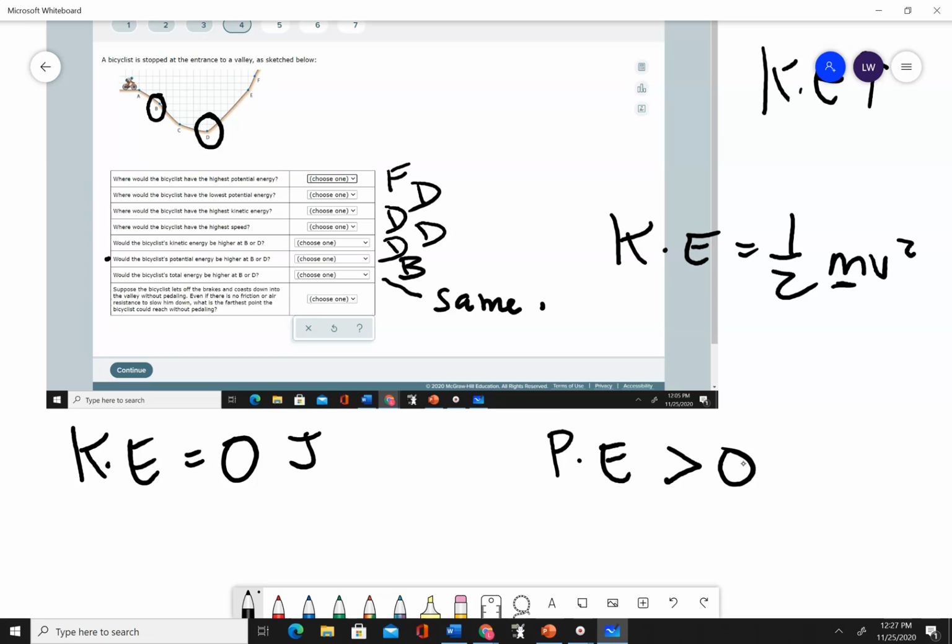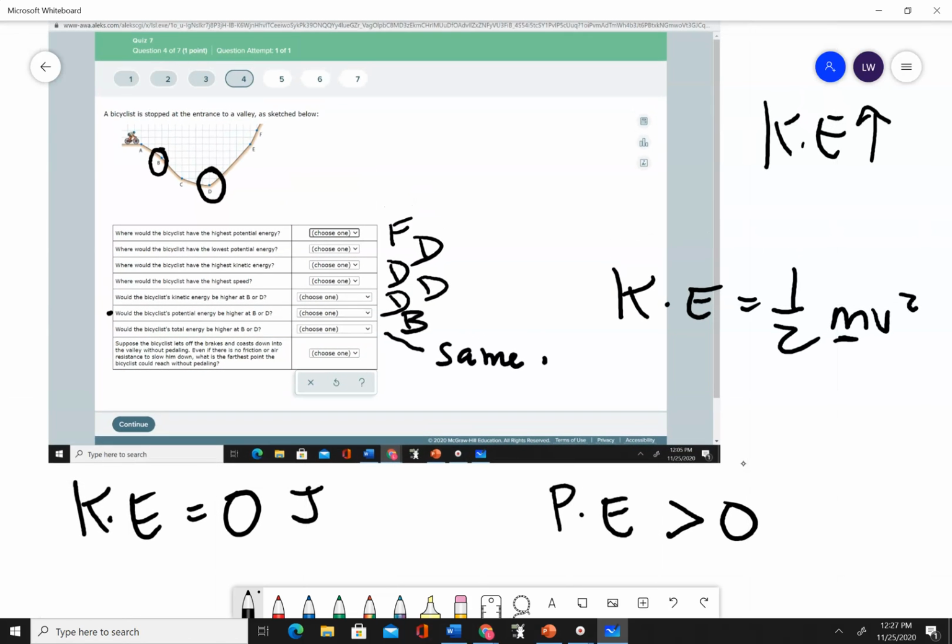Okay, so then it says, suppose the cyclist lets off the brakes and coasts down the valley without pedaling. Even if there is no friction or air resistance to slow him down, what is the farthest point the cyclist could reach? And I kind of answered that in the beginning. We can't end up with more energy than we started with. So we're going to roll down here. We begin with 0 kinetic energy and 100% potential energy, and then we roll down, we lose potential energy, gain kinetic energy, and at the bottom we have 100% kinetic energy and 0 potential energy right there.